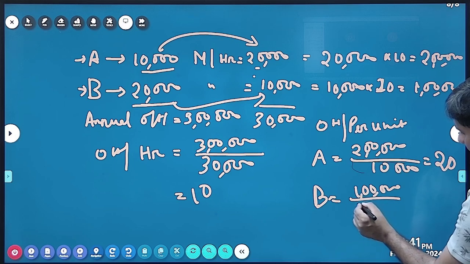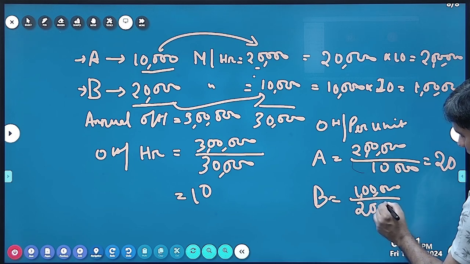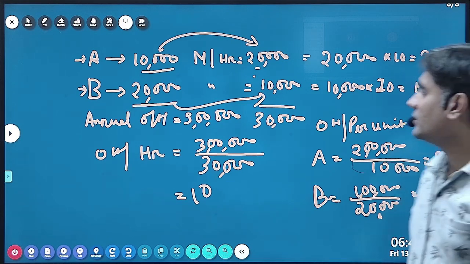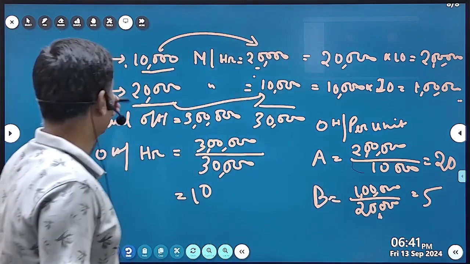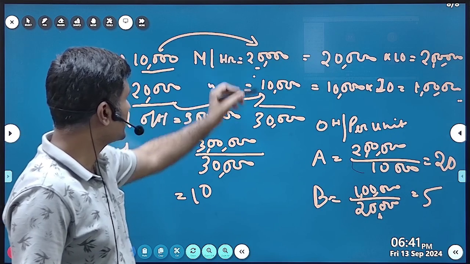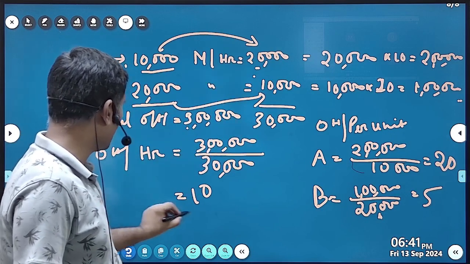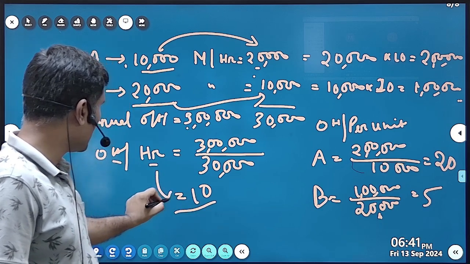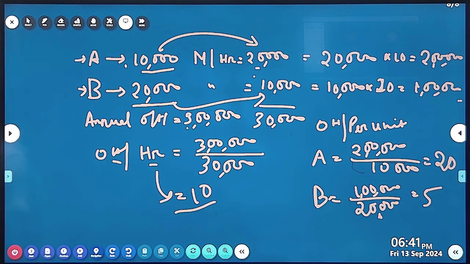1 lakh divided by 20,000, it will be how much? 5. Right? So for 10,000 and 20,000 units, total overhead is 3 lakhs. Machine hour use is 30,000. So we got the overhead rate per hour. How much overhead per hour? Rupees 10 per hour overhead.